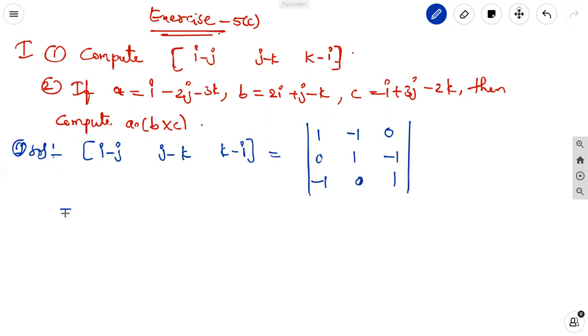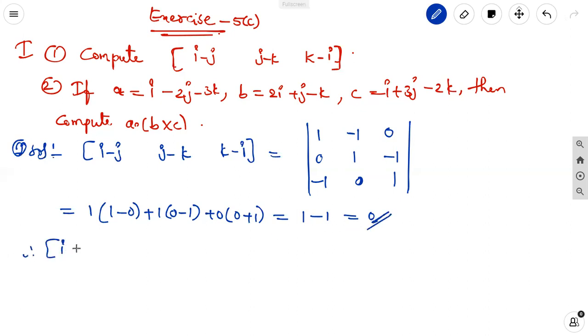Find the determinant. It is equal to 1 into (1 minus 0), minus (minus 1) into (0 minus 1), plus 0 into (0 plus 1). It is equal to 1 minus 1, which equals 0. This is the volume. Therefore, for the closed brackets i minus j, j minus k, k minus i, the volume is 0. This is the first one.